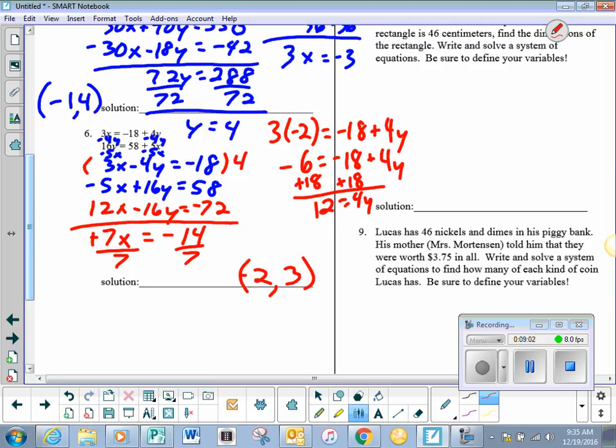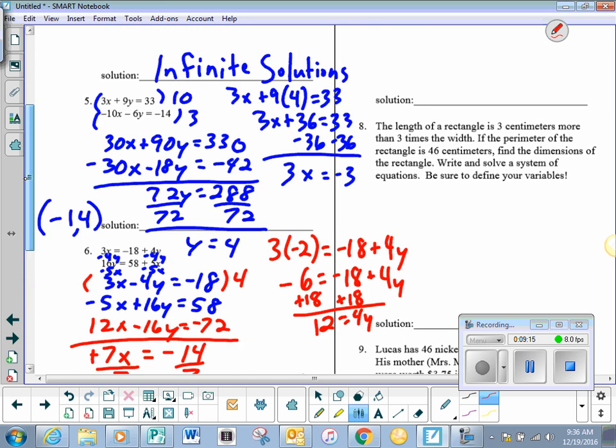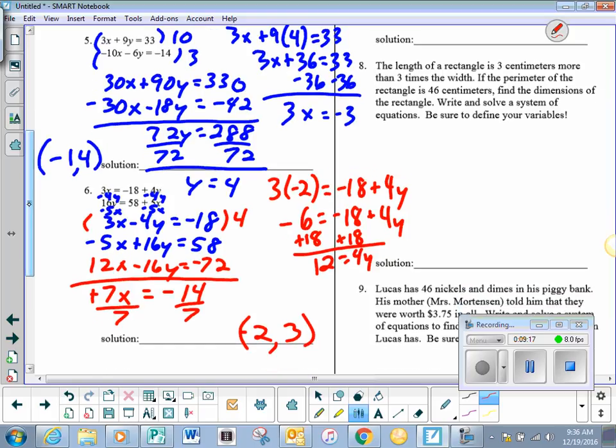Check it. Is negative 6 equal to negative 18 plus 12? Yes. Is 48 equal to 58 plus negative 10? Yes. There you have it. Okay, 6 out of 10 done. Nothing real crazy yet.